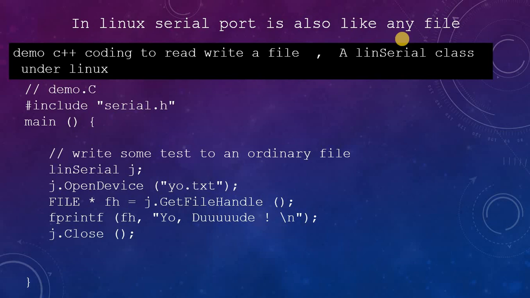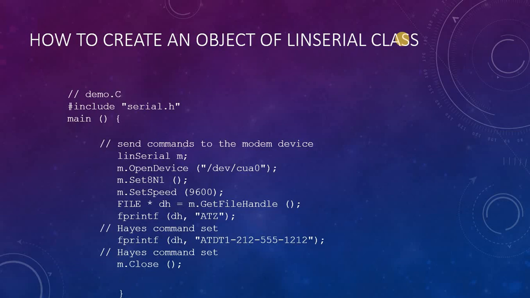Now, same concept: how do you apply it to read and write into a file? I mean the RS232 port. The RS232 port is a file called /dev/cua0. Sometimes it is also called /dev/ttyS0. So now it is like COM1 in Windows, and you can create an object called m.